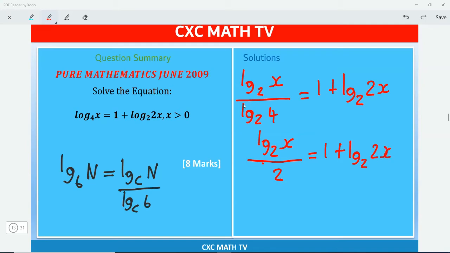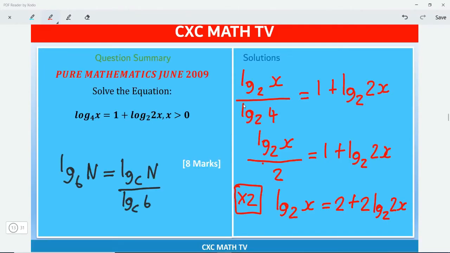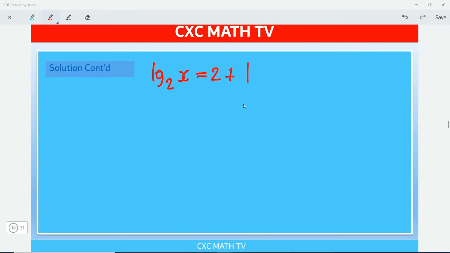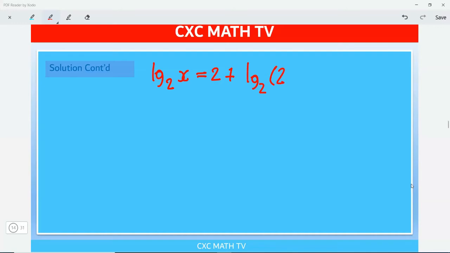Now we can multiply through by 2. Multiplying through by 2 will give us a simplified log equation. So it becomes log to base 2 of x is equal to 2 plus 2 times log base 2 of 2x. By laws of logarithm, we can bring up the power. So this will become log base 2 of x is equal to 2 plus log base 2 of, now this 2x, we brought up the power of 2. So it's now 2x all squared.